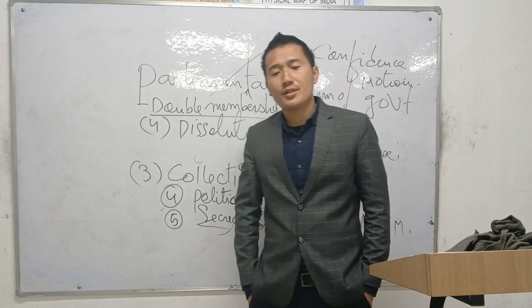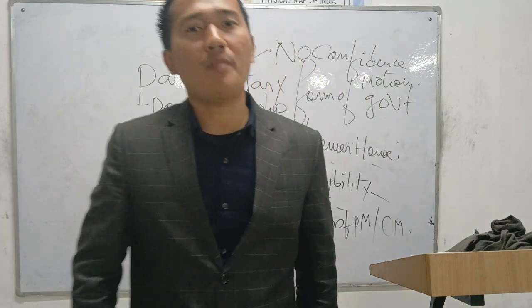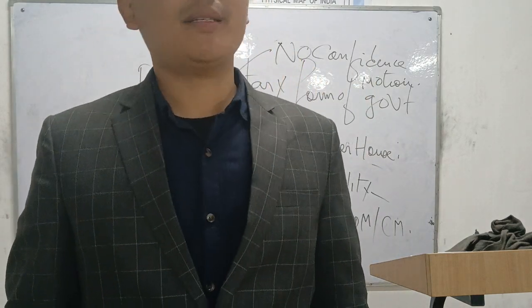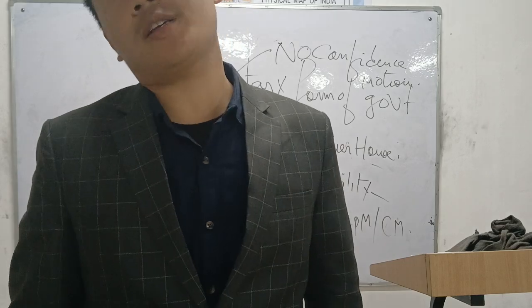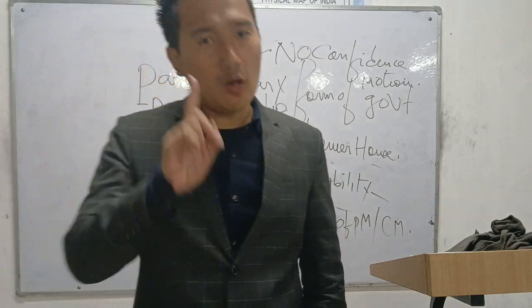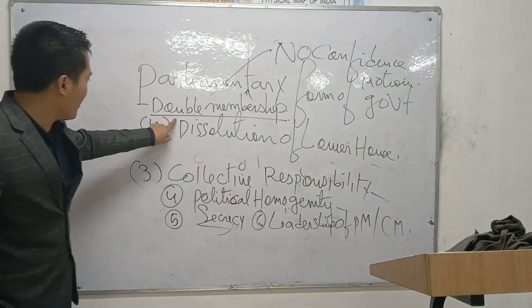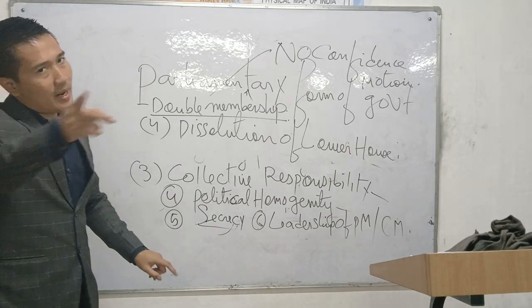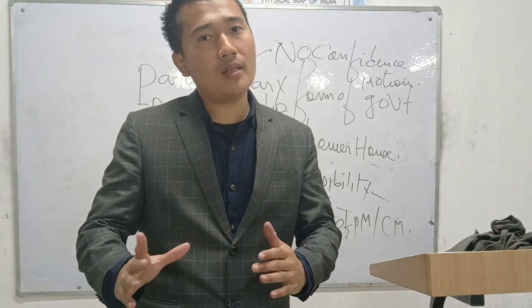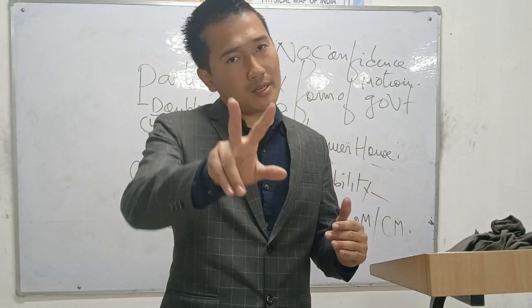Double membership means if you want to be a minister, first get elected to either house, either to Lok Sabha or Rajya Sabha. This is so important. If you want to be a minister, first get elected either to Lok Sabha or Rajya Sabha. After that, you become a minister. So that is double membership.